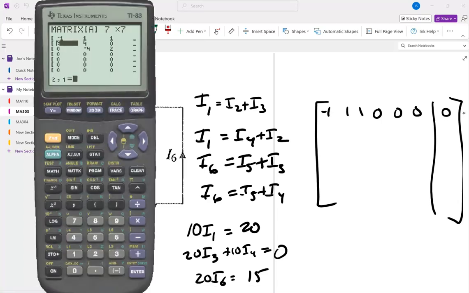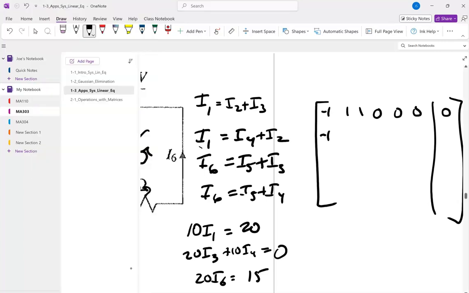All right. How about the next row? -1, 1, 0, 1, 0, 0, 0, 0. Yep. So move the I1 over again. You'll have -1 for the I1, 1 for the I2, 0 for the I3, 1 for the I4, and then zeros all the rest of the way across.